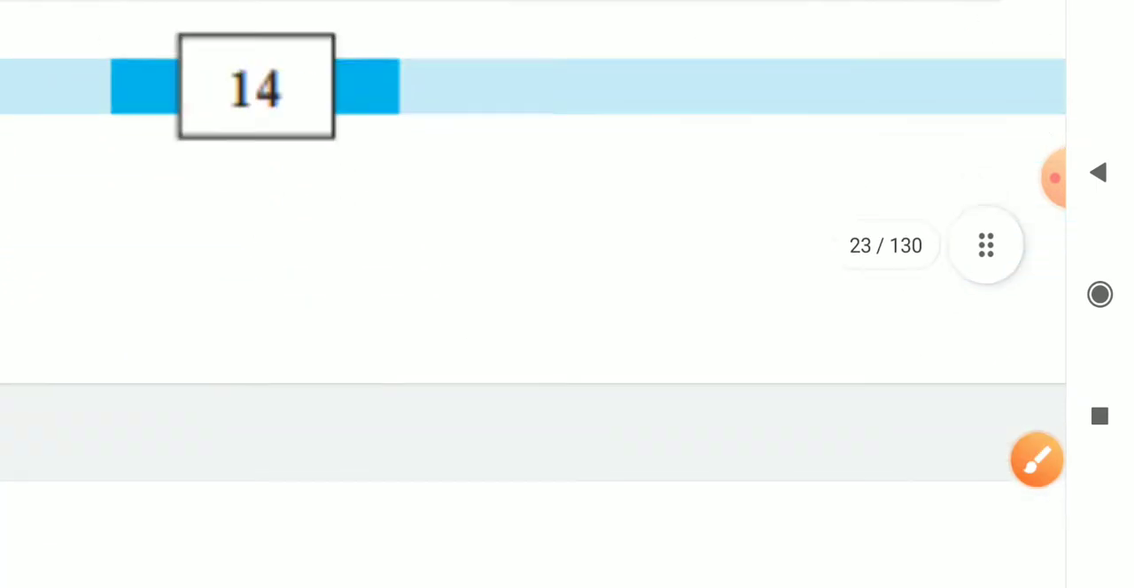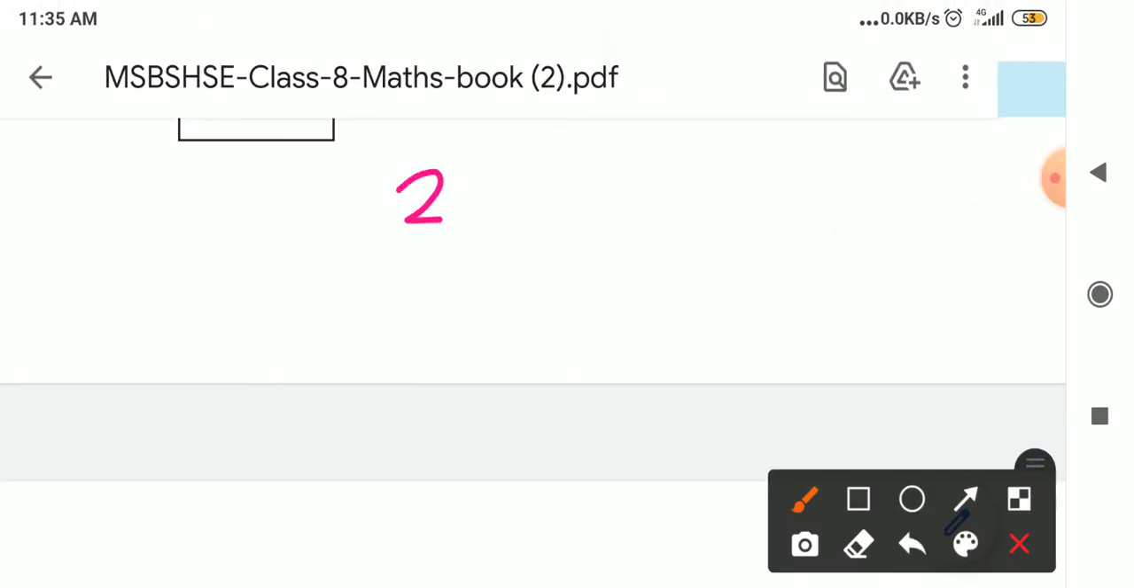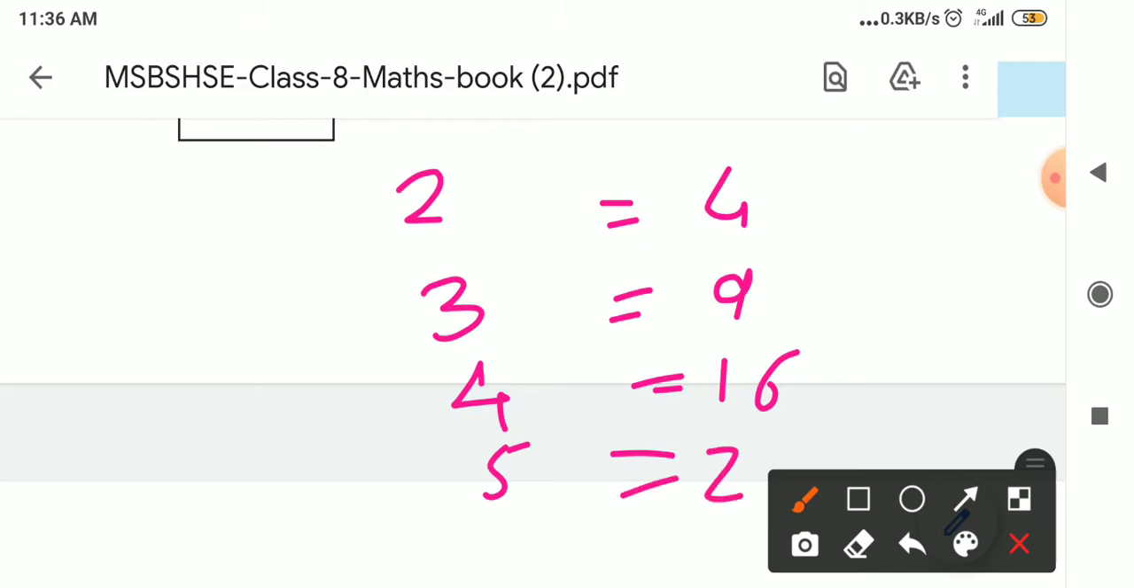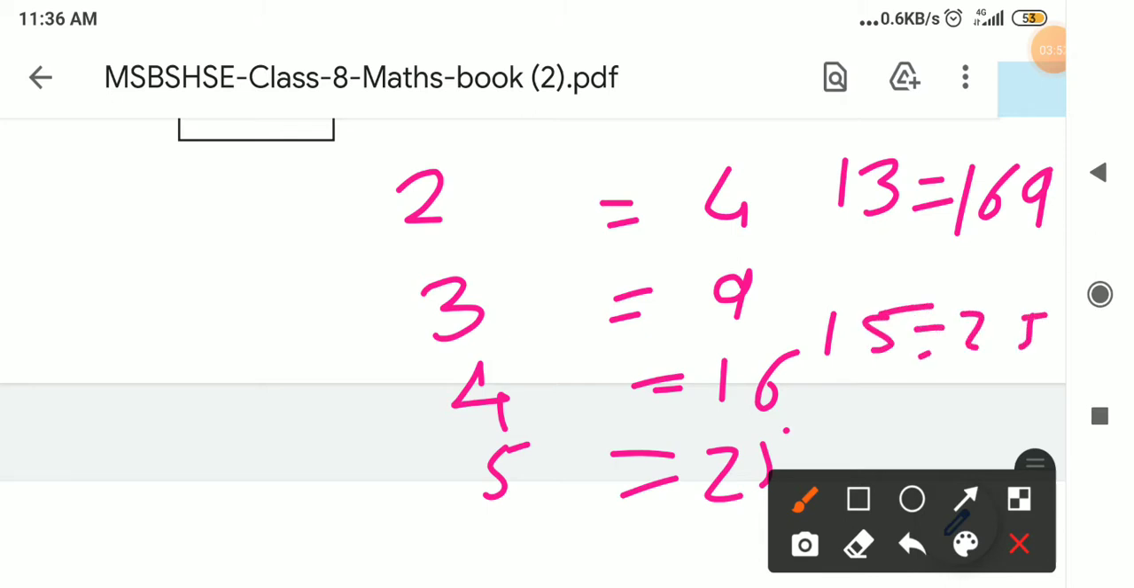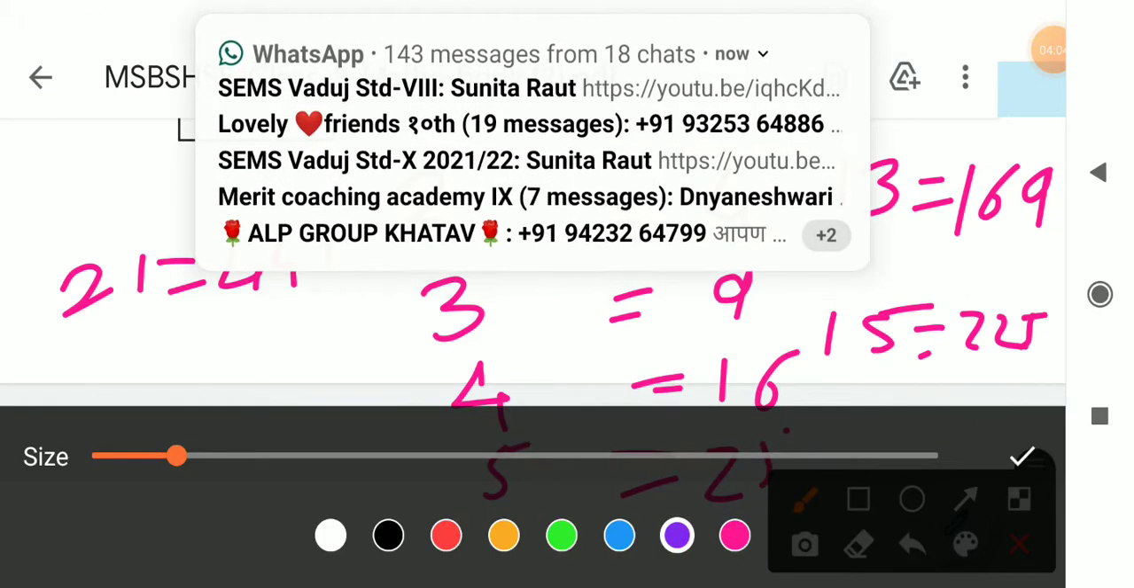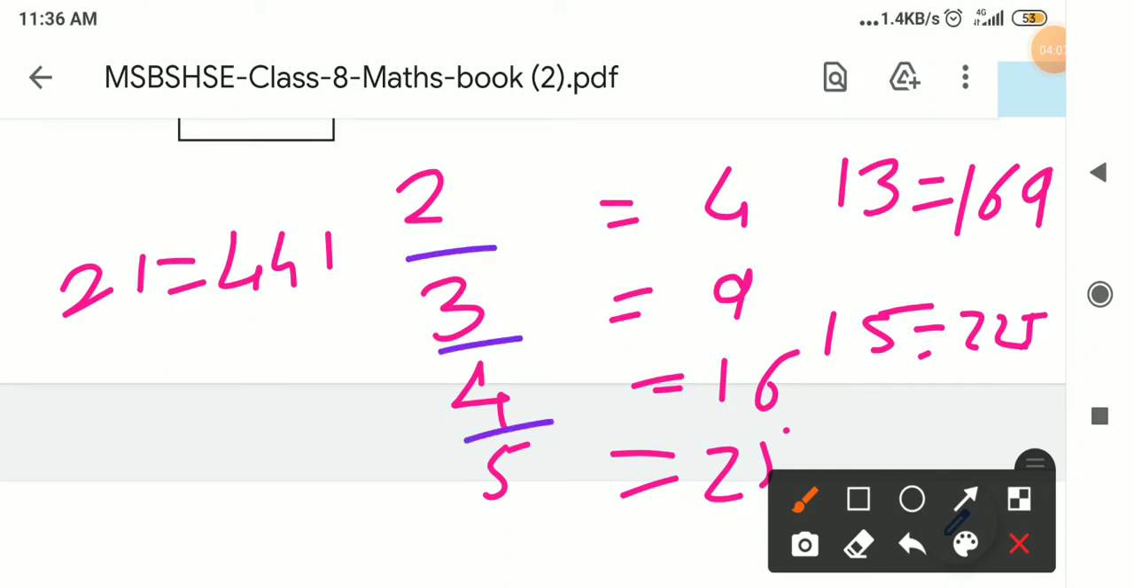One more thing I want to revise, I hope you know it. Suppose I write here 2 squared is 4, 3 squared is 9, 4 squared is 16, 5 squared is 25, 13 squared is 169, 15 squared is 225, 21 squared is 441. So in this example, the numbers which I am marking with this color are called the square roots.